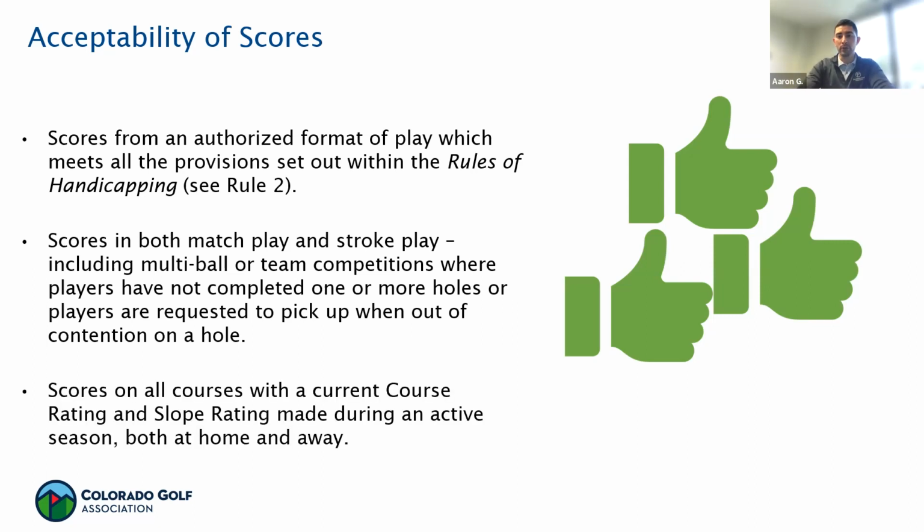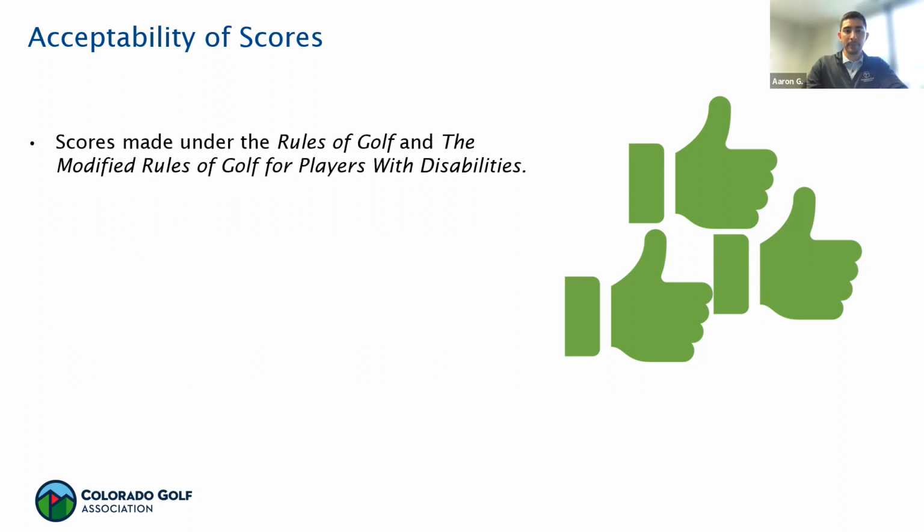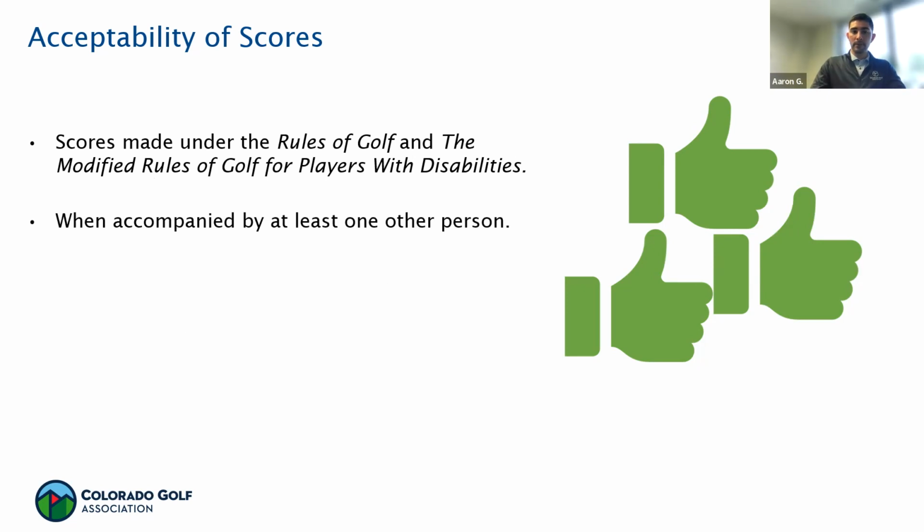Scores on all courses with current course ratings and slope ratings, made during an active season. Again, as I mentioned before, the active season here in Colorado is March 15th through November 15th. If a golfer goes down south or plays in Mexico or wherever during those off months here, they will be able to post those scores as long as wherever they're playing is in an active season. Scores made under the Rules of Golf and the modified Rules of Golf for players with disabilities.